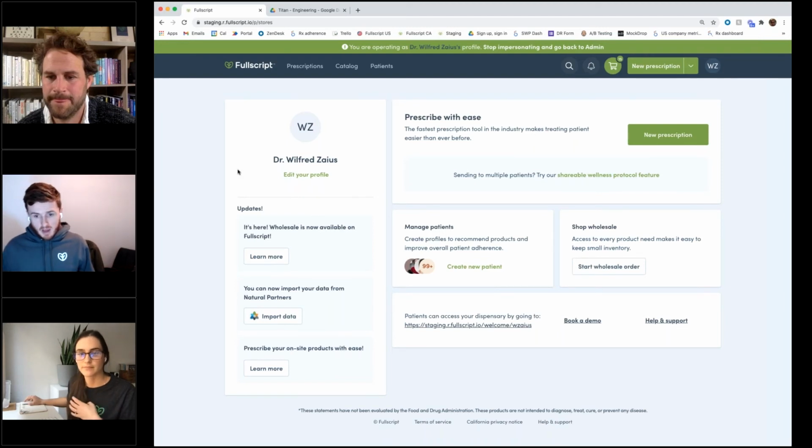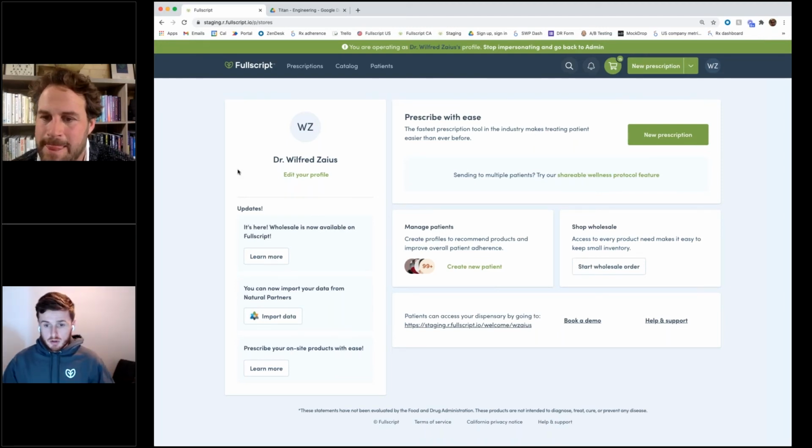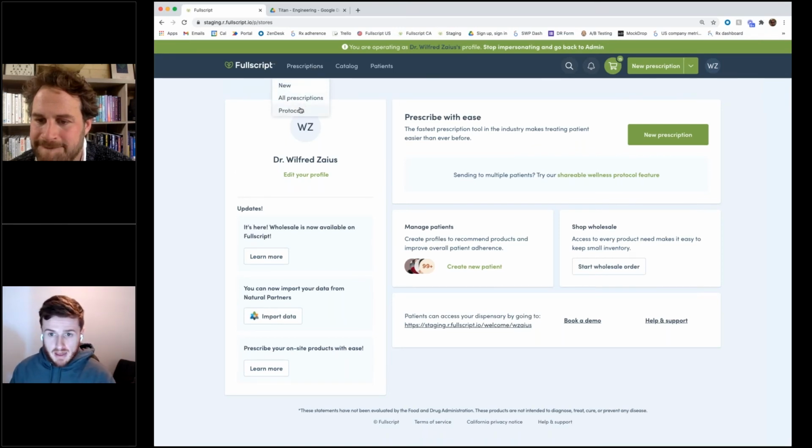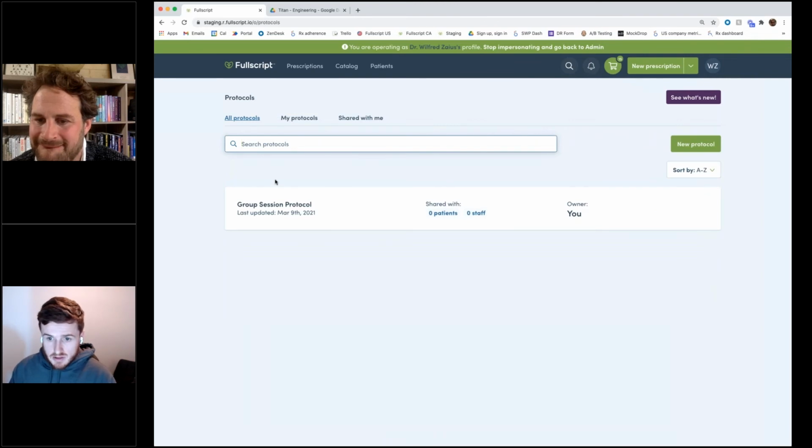From today, if you already have an account with Fullscript, you'll be able to log in, and you'll first be greeted by your dashboard, and then you'll be able to click up here where it says prescriptions and then protocols. So we're now allowing any practitioner on Fullscript to share a protocol with a specific group of patients, thus supporting the group visits model.